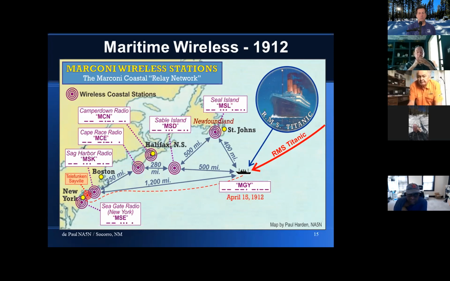In other words, that was the system or the circuit that the message took from, say, the Titanic when it's 1,200 miles offshore from New York or Boston, and only 400 miles from St. John's or Sea Island station. In other words, the Titanic transmitter had limited range.